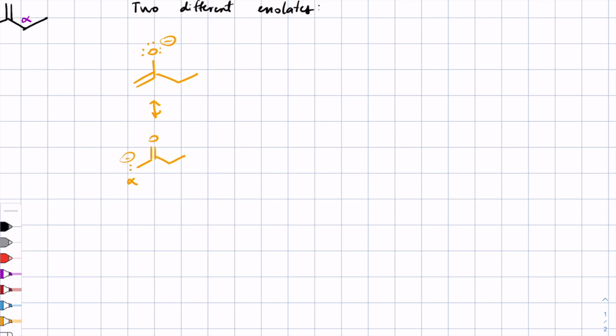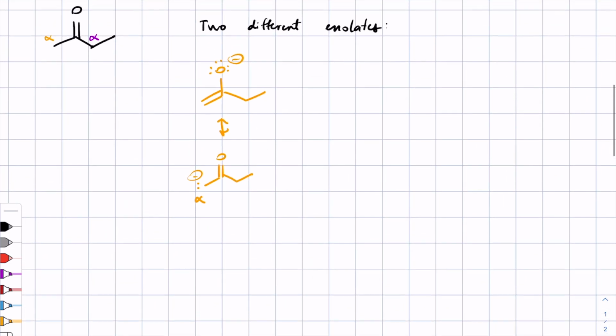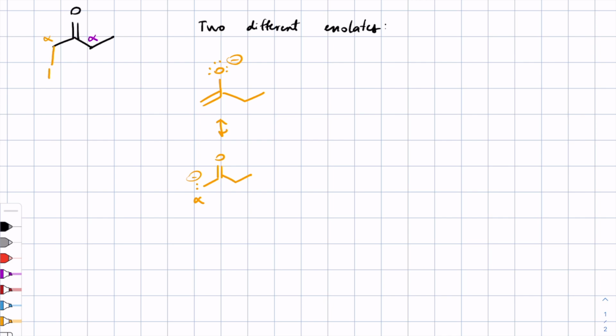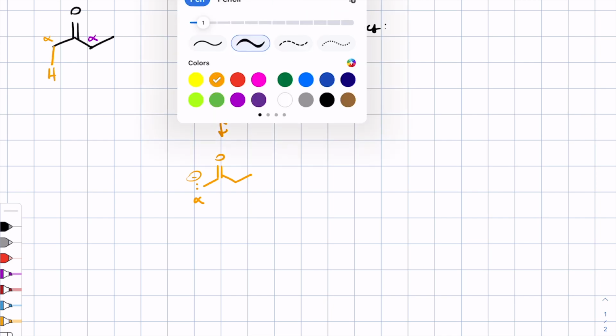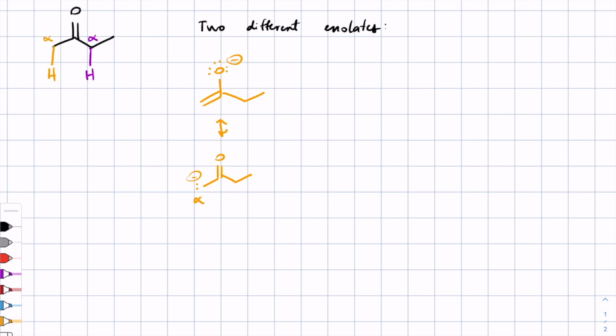But here we have the orange enolate that we get by removing the orange alpha proton, versus the purple enolate that we get by removing the purple alpha proton. And then, of course, we could draw the other resonance structure with the negative charge on the purple alpha carbon. So these are two different enolates, and they are regioisomers of each other.